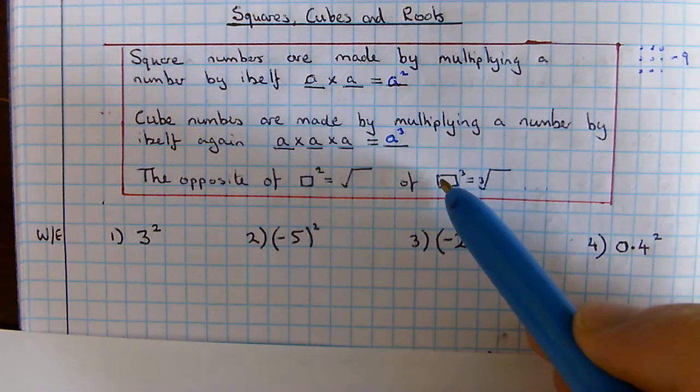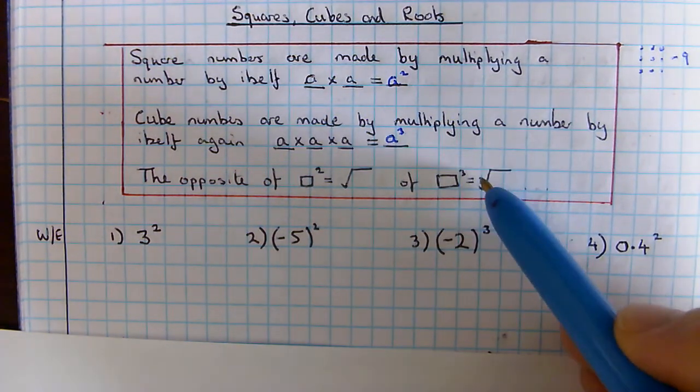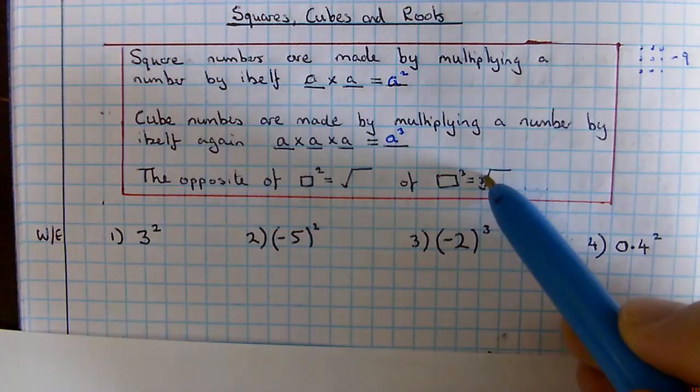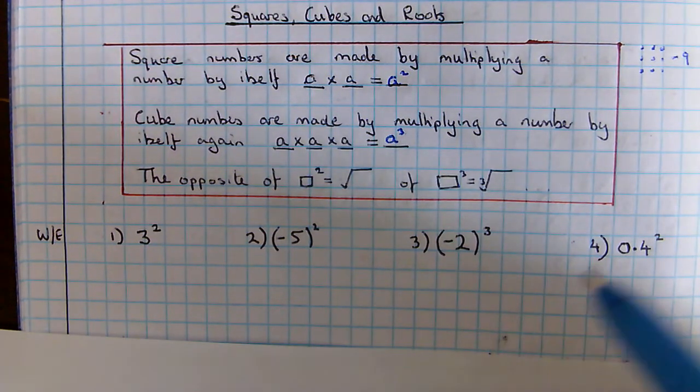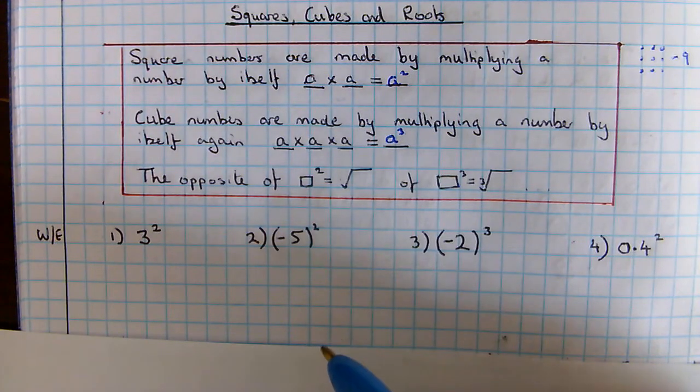The opposite of cubing is the cube root, and here you would always see the number 3 telling you it's the cube root. So we're going to do a couple of worked examples here. Let's have a look.